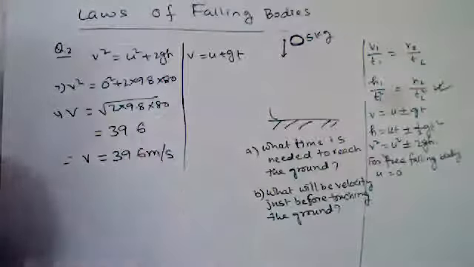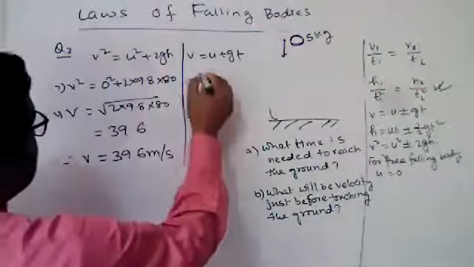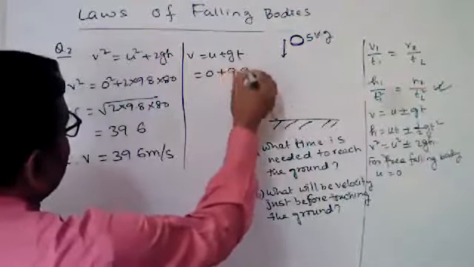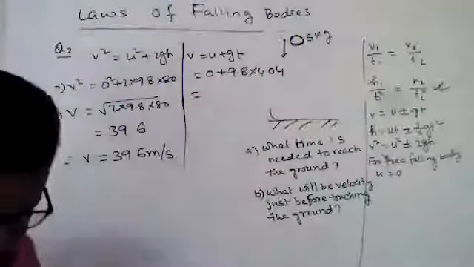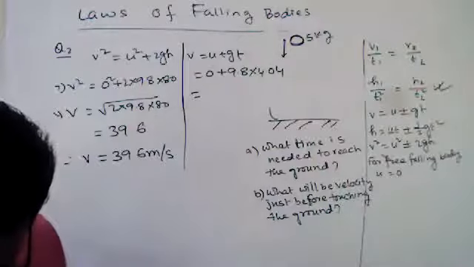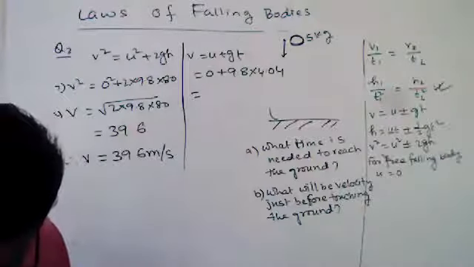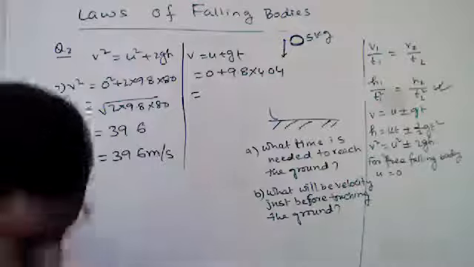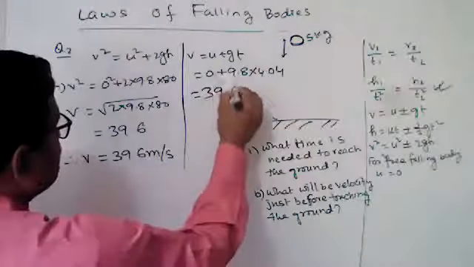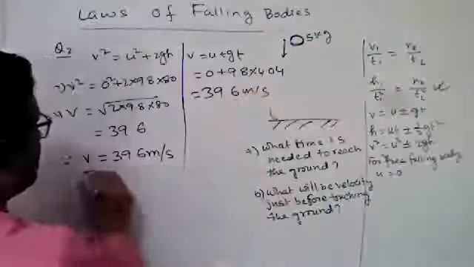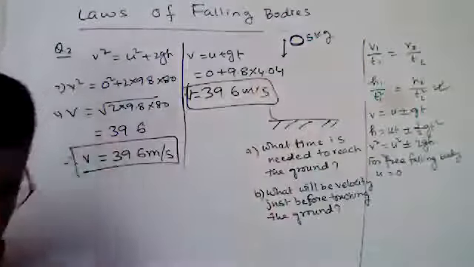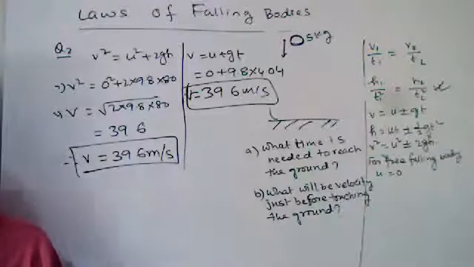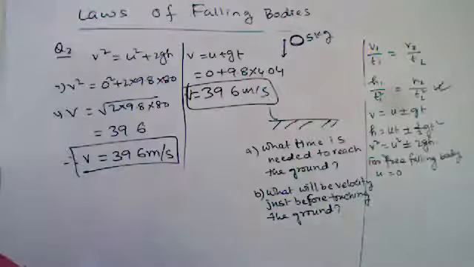Next, v equals u plus gt, so 9.8 into 4.04, and it will be 39.6. Both are correct. You can do this in any way. This is the velocity just before touching the ground.